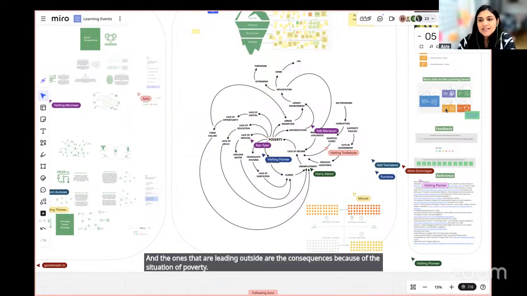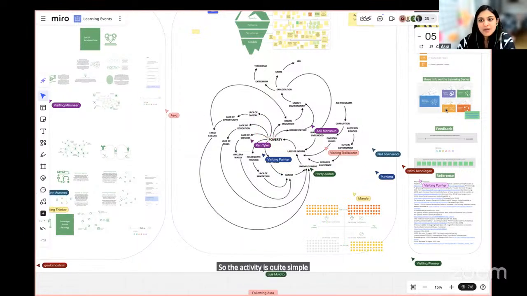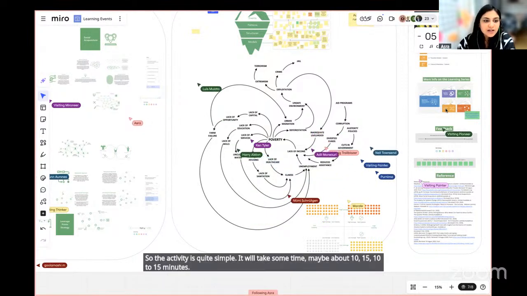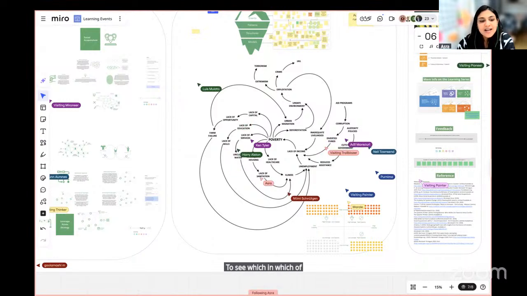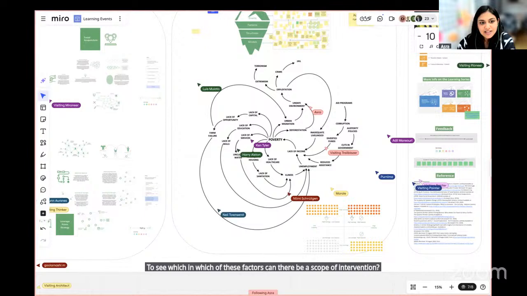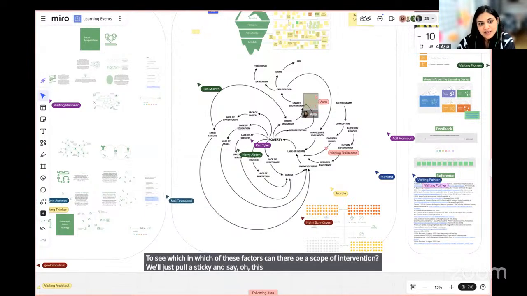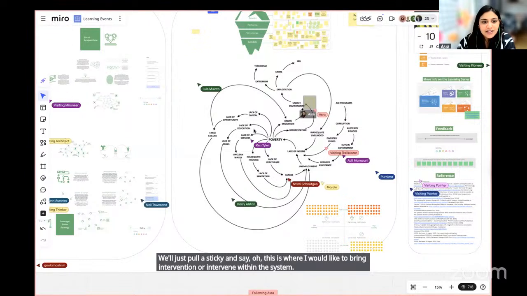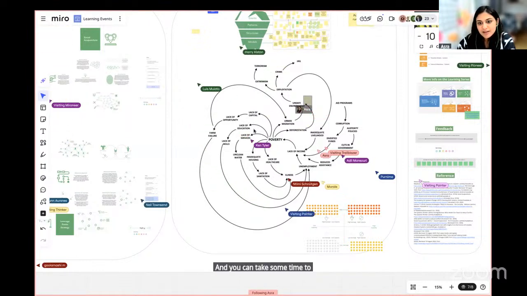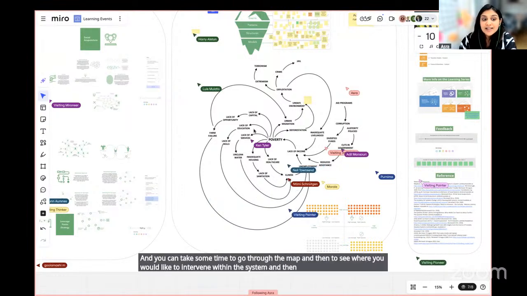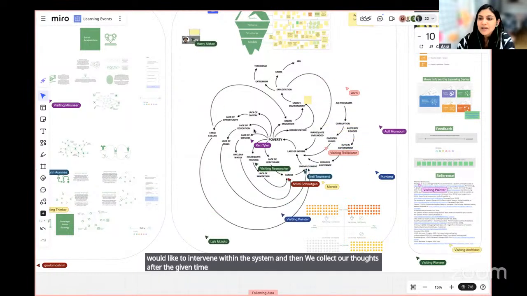So the activity is quite simple. We'll take some time, maybe about 10 to 15 minutes, to see in which of these factors there can be a scope of intervention. We'll just pull a sticky and say, oh, this is where I would like to intervene within the system. You can take some time to go through the map and see where you would like to intervene. Then we collect our thoughts after the given time, and come back and discuss.